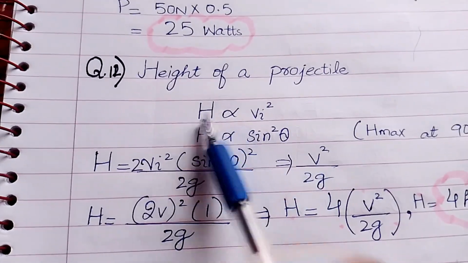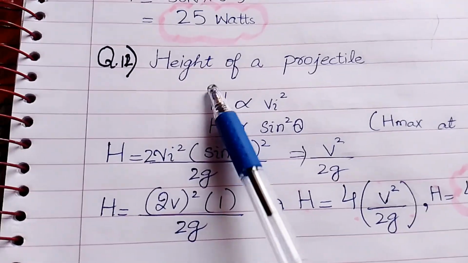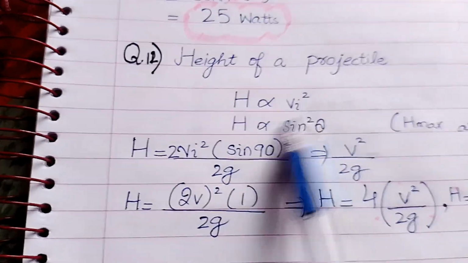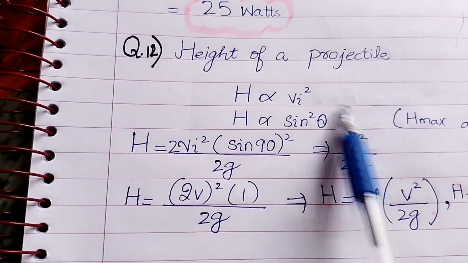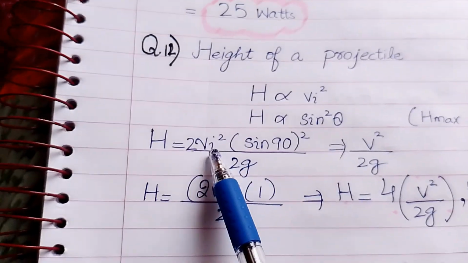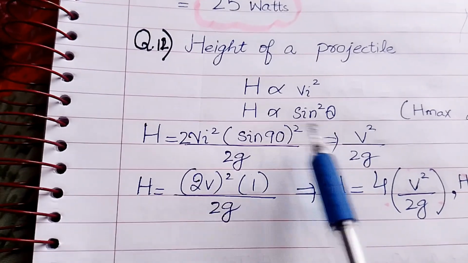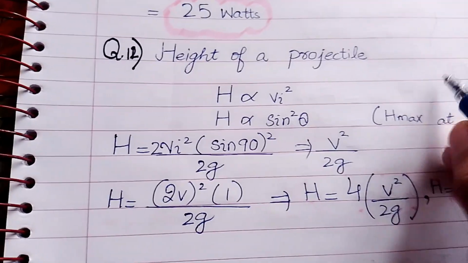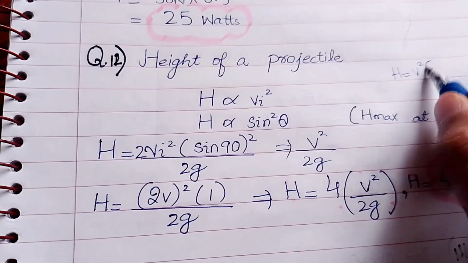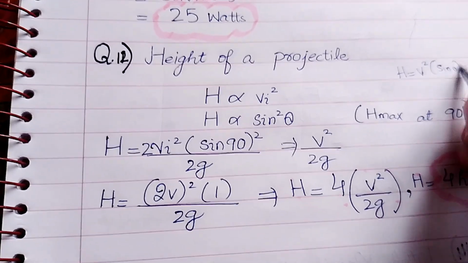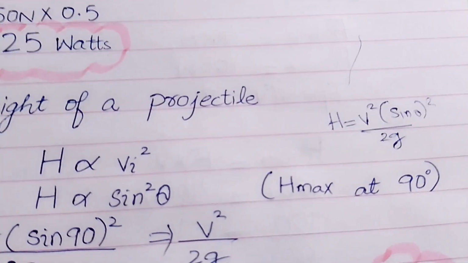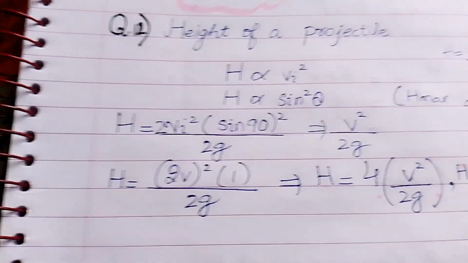The formula for the height of a projectile is that height is directly proportional to initial velocity squared, and height is directly proportional to sine squared theta. It means the formula is vi squared sine squared theta divided by 2g, or we can just write it as height equals v squared sine squared theta divided by 2g. Okay, this is the formula for height. You have to cram this formula.